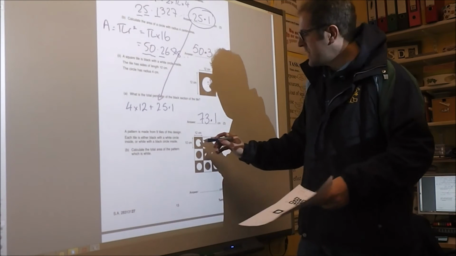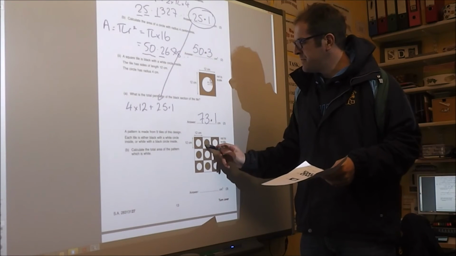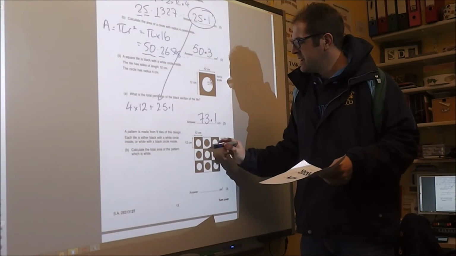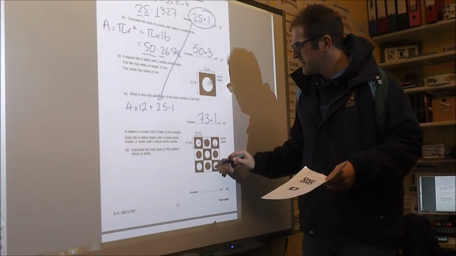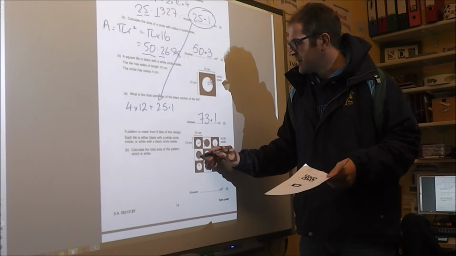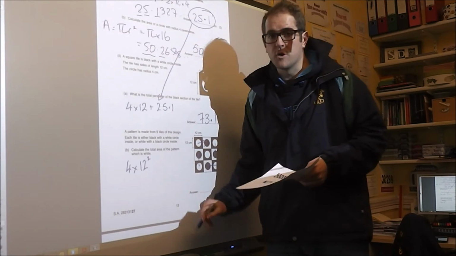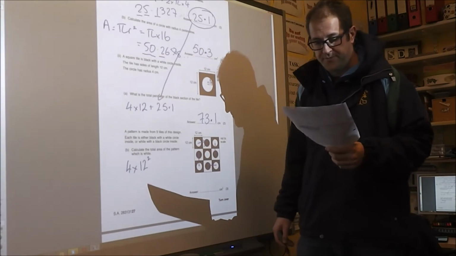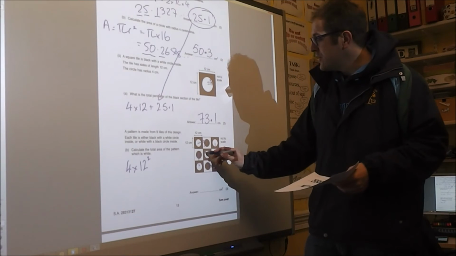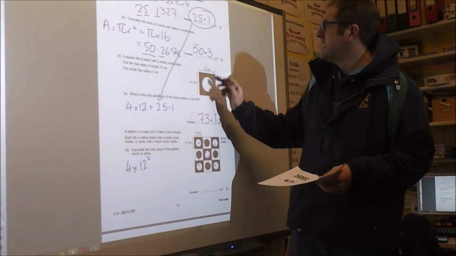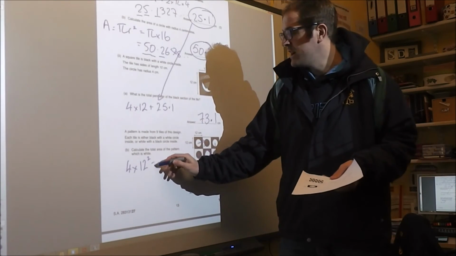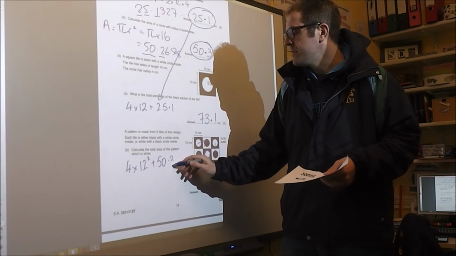Now, if you think you can take the white square and put the white circle in here, so that one goes in there, that one goes in there, that one goes in there, that one goes in there, and that's made 4 squares, 4 white squares. But then you've got this extra circle here, and we've already worked out the area of one of those, so we just need to add that on.